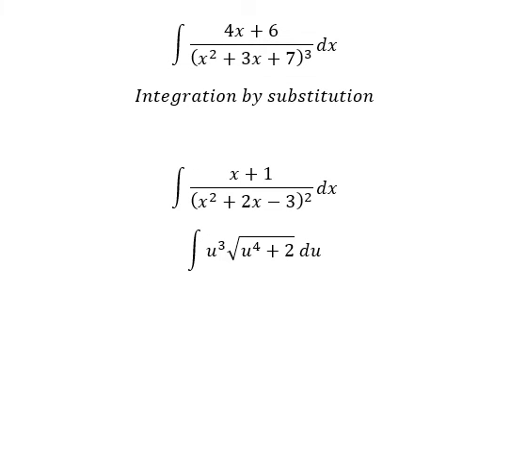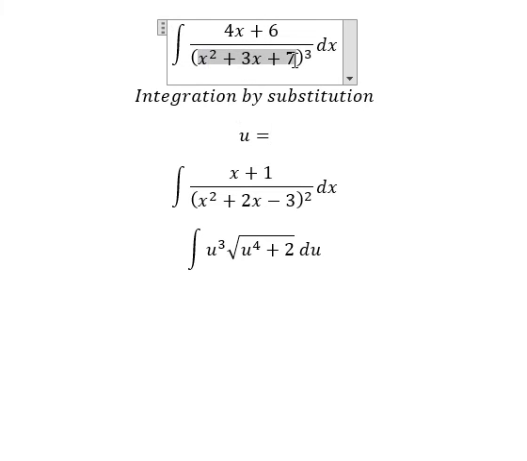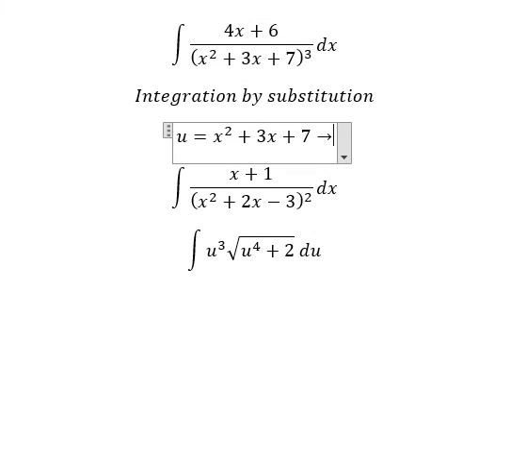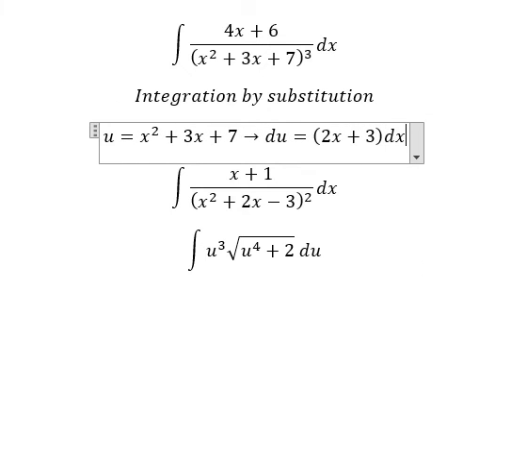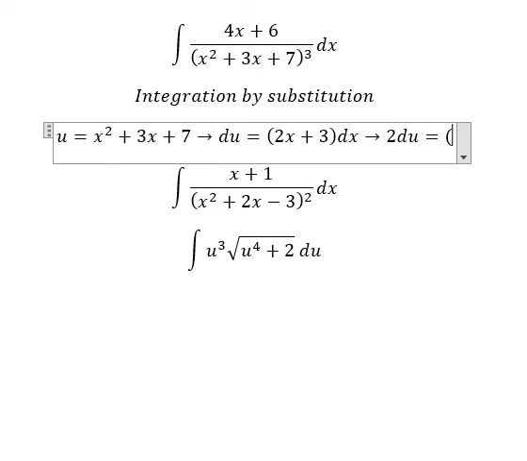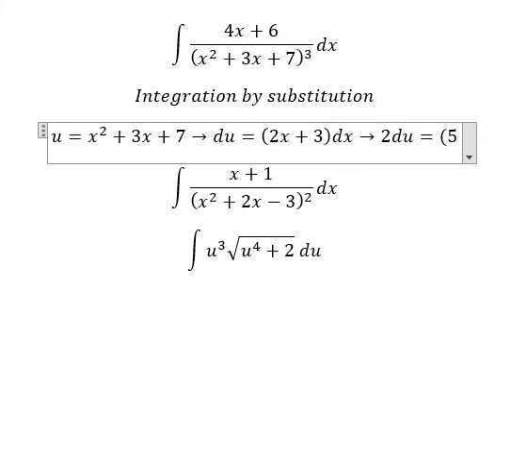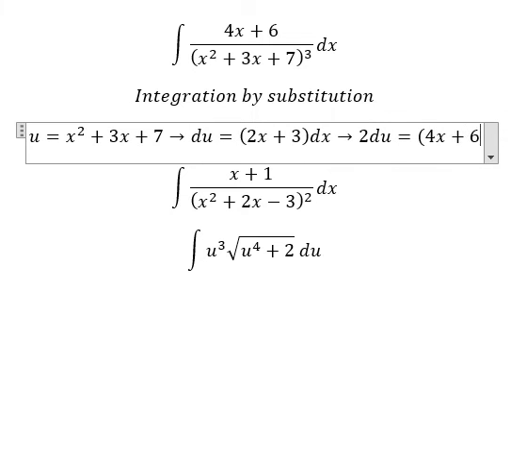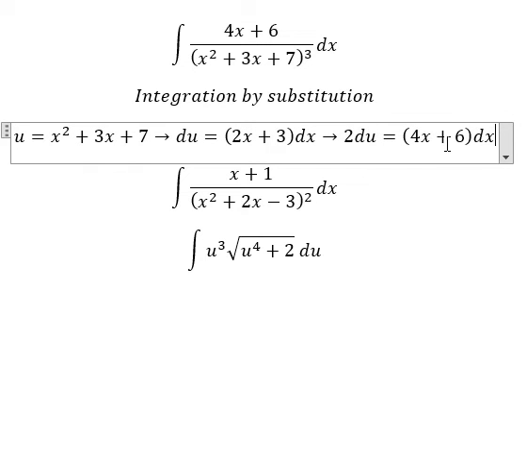So I will put u equals to this one. So we do first the derivative for both sides. So we have 2x plus 3 dx. Next, we multiply both sides by number 2, and we have 4x plus 6 dx. That's on the numerator.